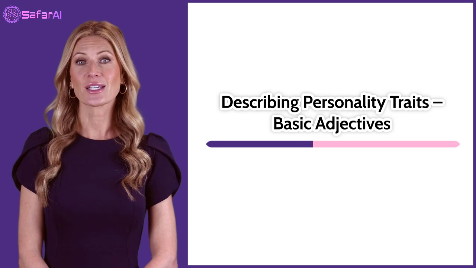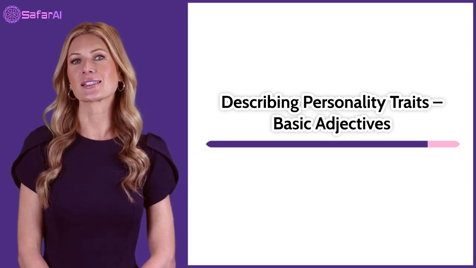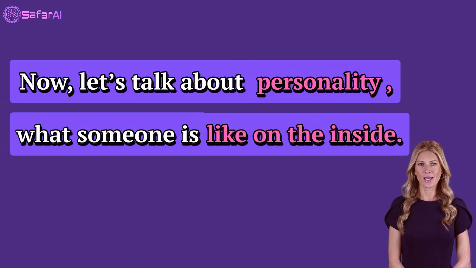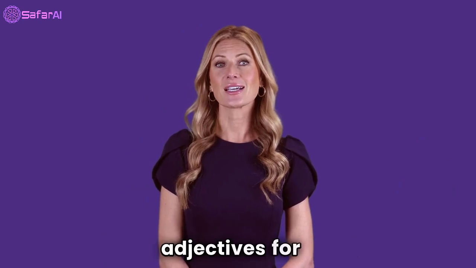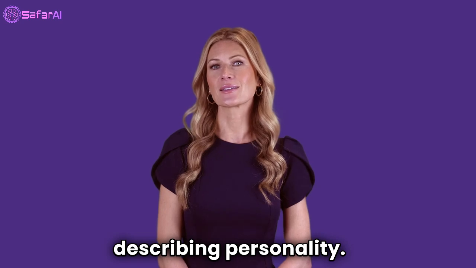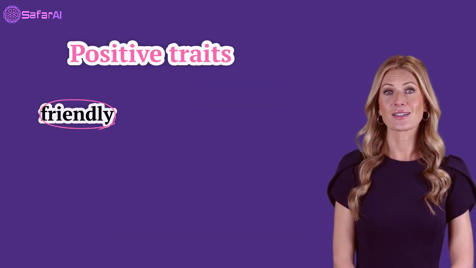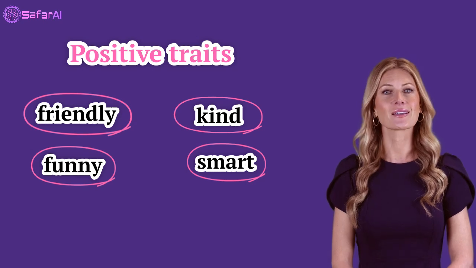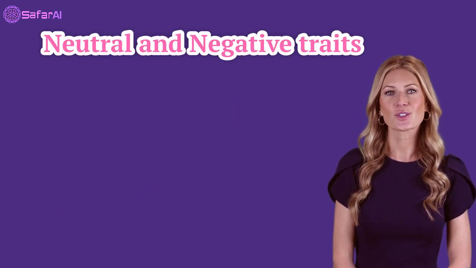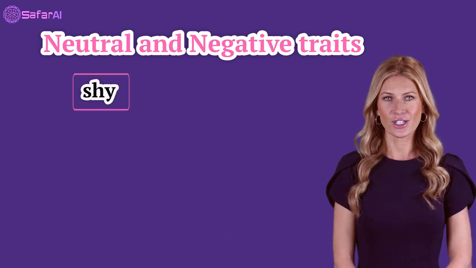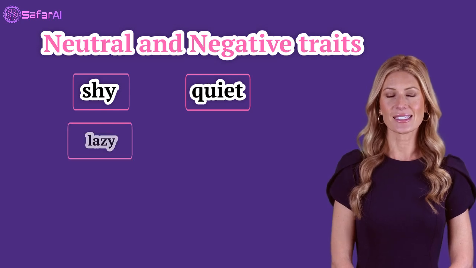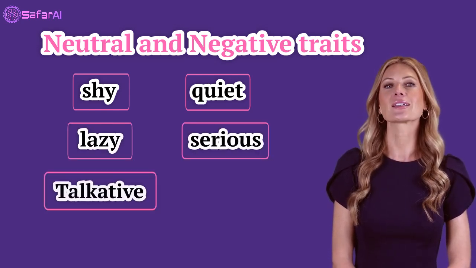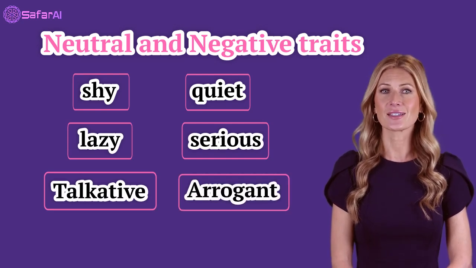Describing personality traits, basic adjectives. Now, let's talk about personality, what someone is like on the inside. Here are some common adjectives for describing personality. Positive traits: friendly, kind, funny, smart, hardworking. Neutral and negative traits: shy, quiet, lazy, serious, talkative, arrogant, stubborn.